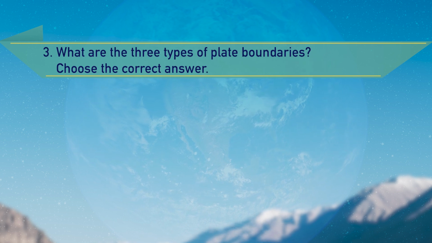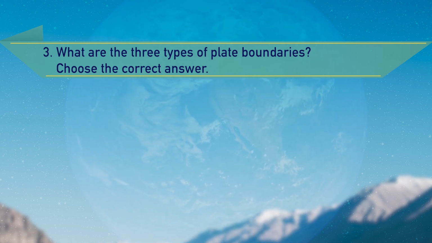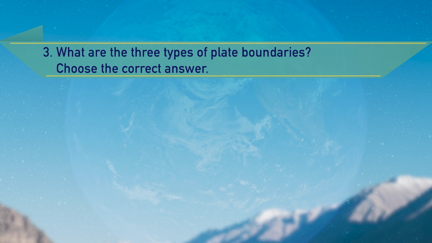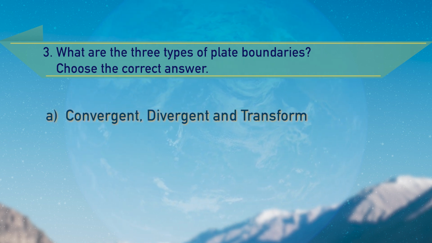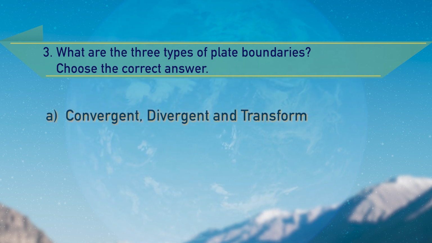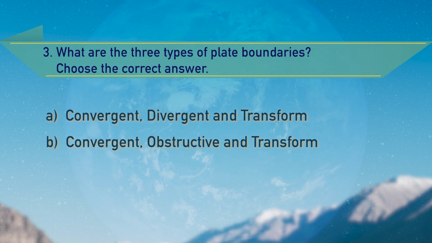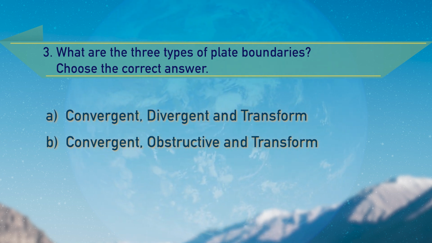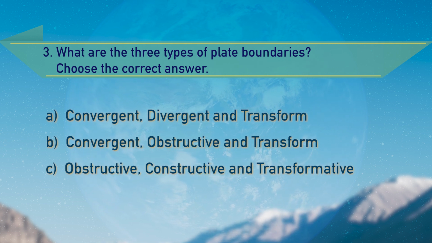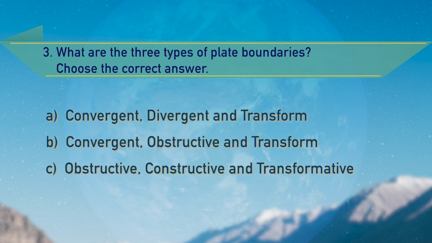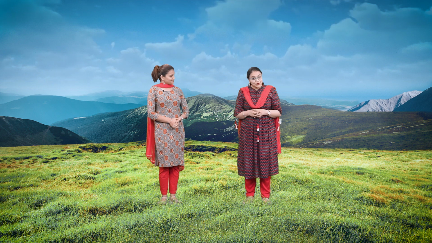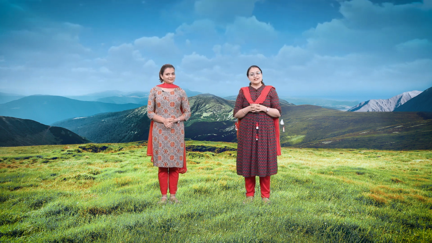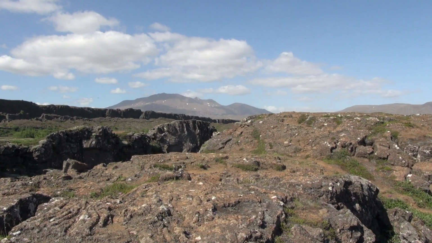What are the three types of plate boundaries? Choose the correct answer. A. Convergent, divergent and transform. B. Convergent, obstructive and transform. C. Obstructive, constructive and transformative. I hope you must have understood the concept of plate tectonics.